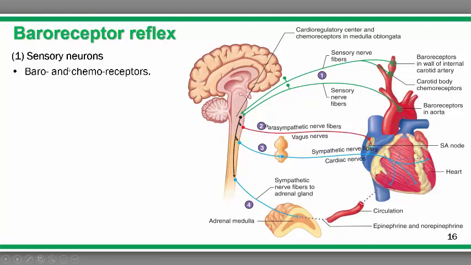Baroreceptors are one type of sensory neuron. Chemoreceptors are another type of sensor, part of the nervous system, that are embedded at unique places in the cardiovascular system that are sensitive to particular chemicals.